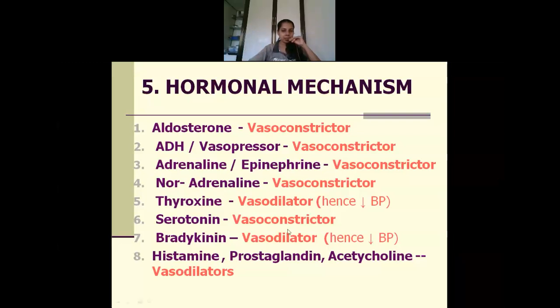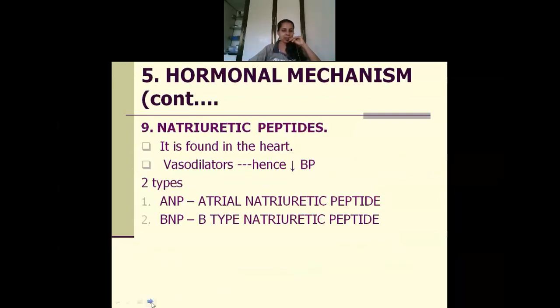Next one is serotonin. Serotonin is a vasoconstrictor, so it will be increasing the blood pressure. Bradykinin on the other hand is a vasodilator, it will dilate, relax, and it will decrease the BP. Next are some other hormones like histamine, prostaglandins, acetylcholine, all these are also vasodilators and they will reduce the blood pressure.